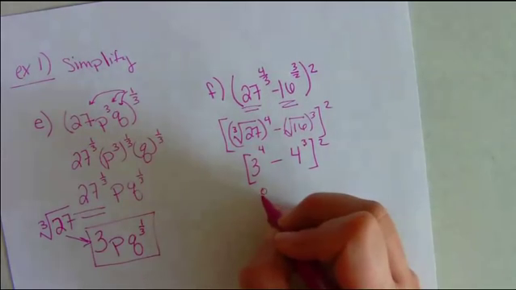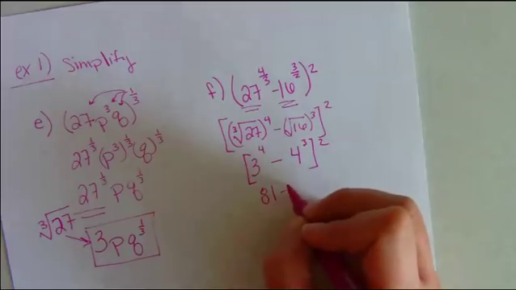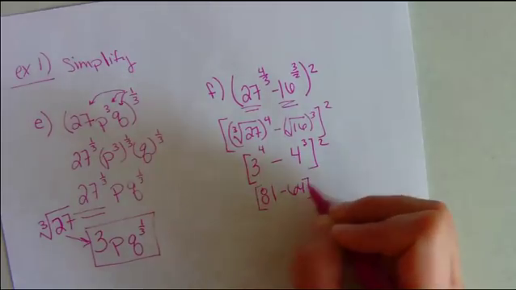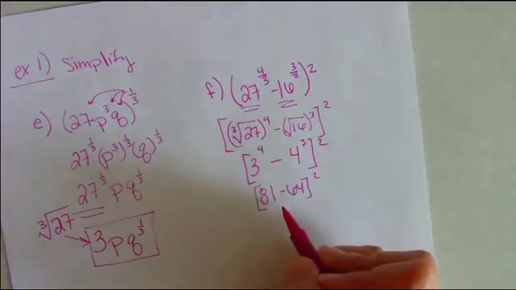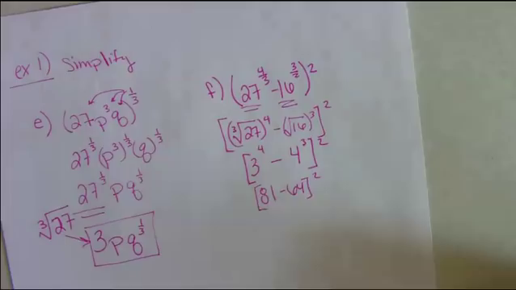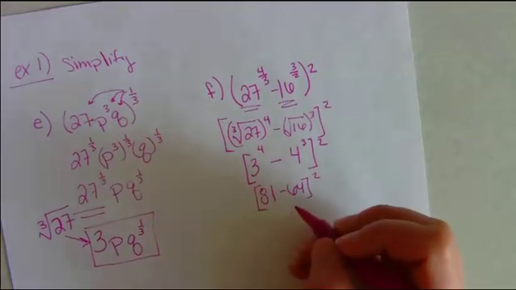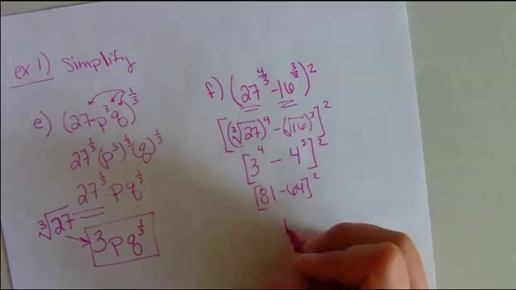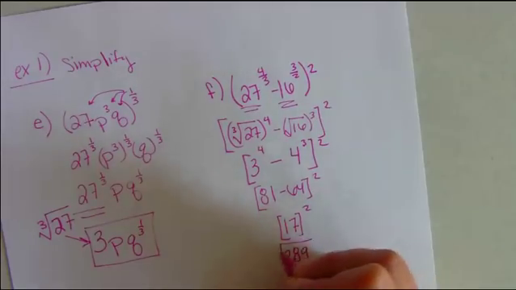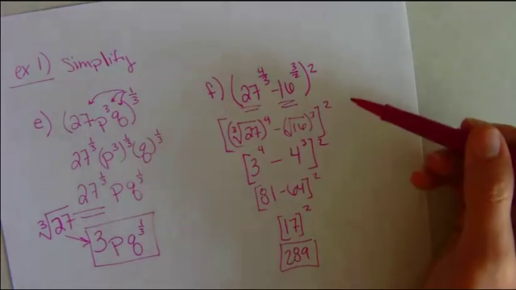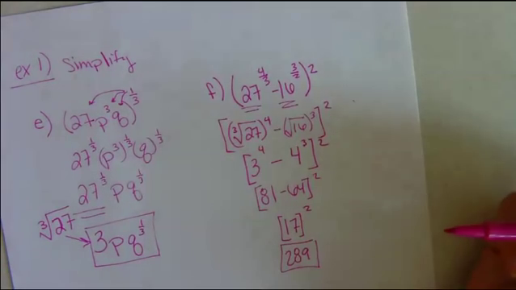3 to the 4th is 81, 4 to the 3rd is 64, that's still squared. Notice that I have not distributed that 2 yet because we still have this subtraction. So my last step is going to be to take 81 minus 64, that's going to give me 17, and I have that squared. So I can finally evaluate that to be 289. So you do want to make sure you're showing all those steps. We will ask to see those.